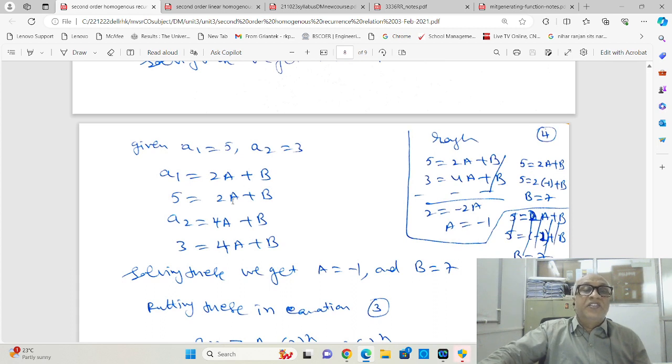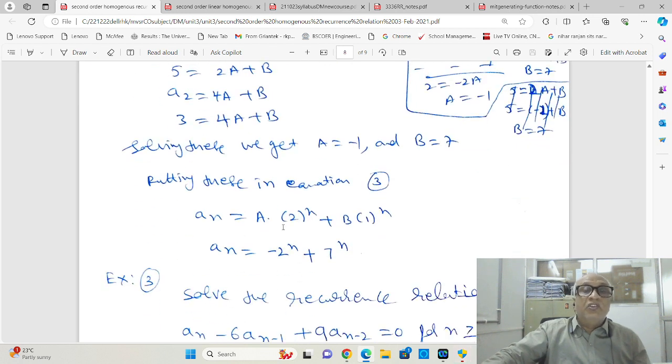Okay, you may solve this like this. a1 equal to 2a plus b, a2 equal to 4a plus b. The value of a1 is 5, the value of a2 is 3, and with some substitution we get the value of a as minus 1 and b as 7. This you will be putting in the equation.